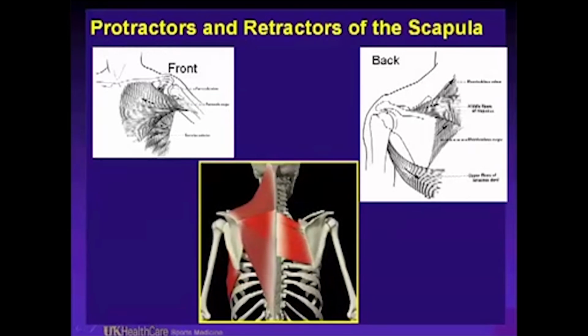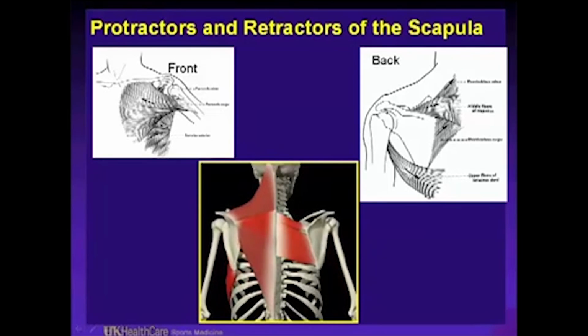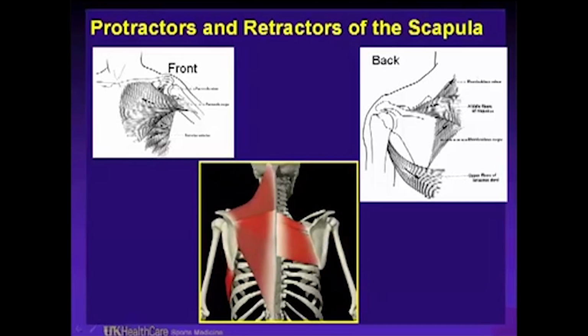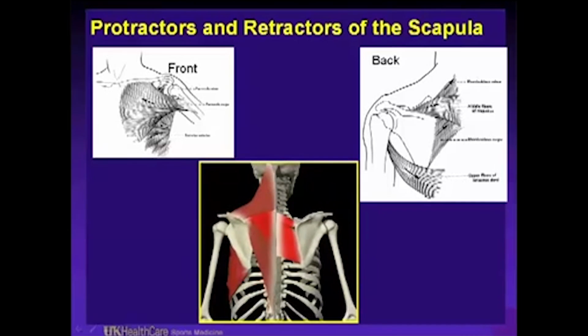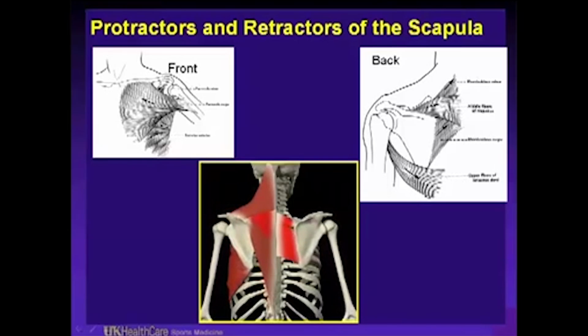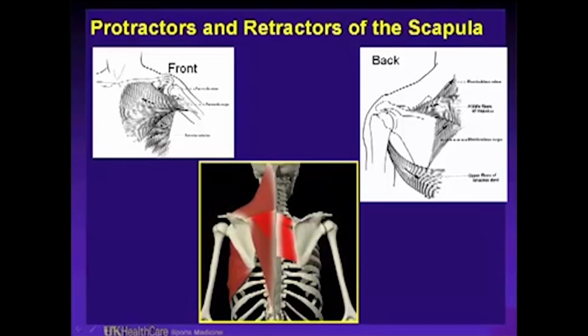The protractors and the retractors are shown. Protraction of the shoulder is actually abduction. The chief protractors are the serratus anterior, pectoralis minor. Accessory protractor is the pectoralis major. The retractors are trapezius, rhomboid, major and minor. Accessory retractor is the latissimus dorsi.